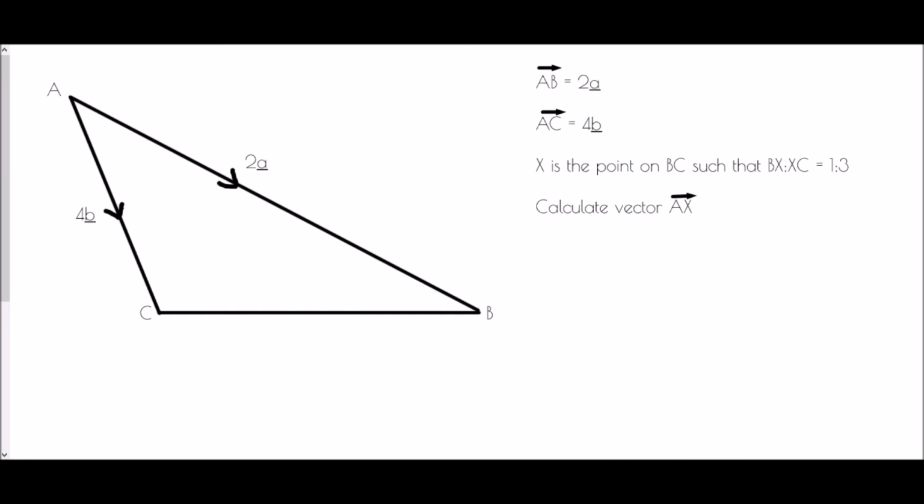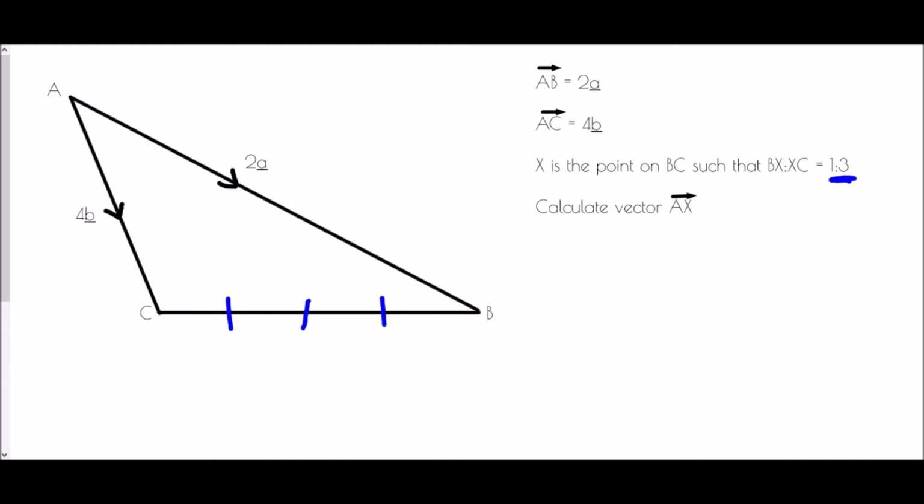So next we're going to look at the situation where we have ratios involved in the distance between 2 points. And so in this diagram we've been given that AB is the vector 2a and that AC is the vector 4b. And X is the point on BC such that BX to XC equals 1 to 3. Now what that means is that the line BC has been split into 4 equal pieces, like this. So the ratio 1 to 3 would mean 4 equal pieces.